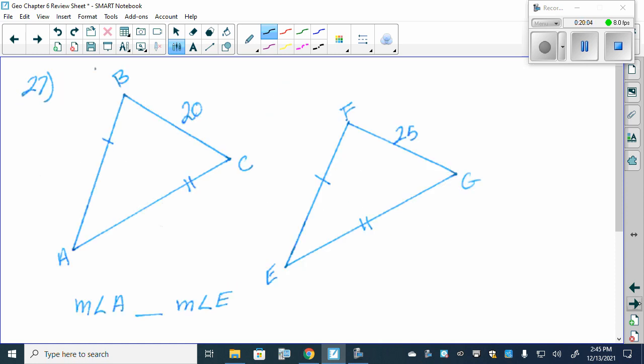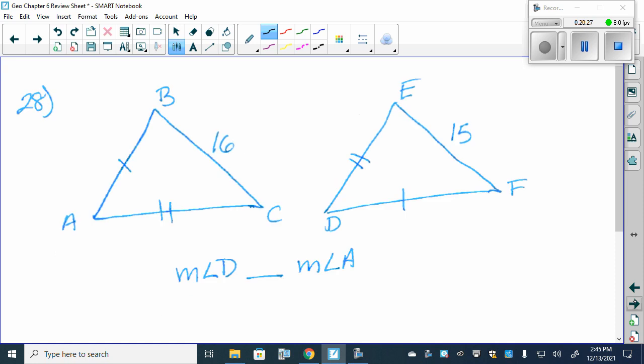Let's look at number 27. Which side is bigger? 25, and its opposite angle. So angle E would be bigger. Because the bigger angle is opposite the bigger side, and the bigger side is opposite the bigger angle. Here, the bigger angle would be A, because it's opposite the bigger side, which is 16. Yes.